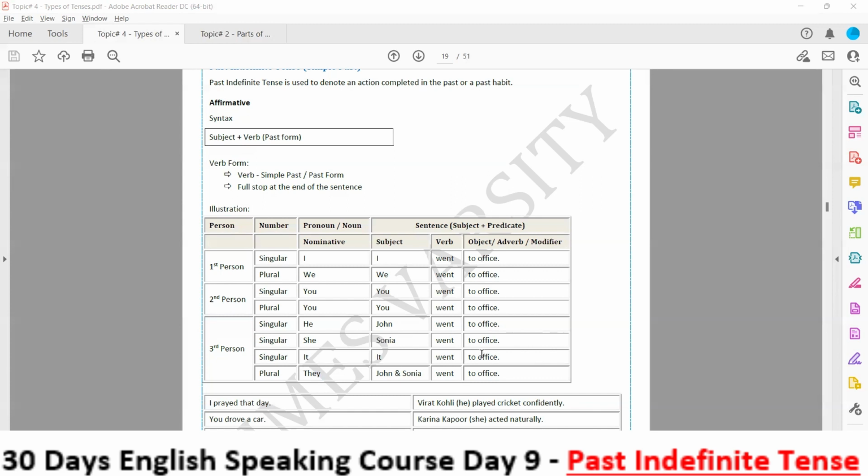It went to office. Or instead of office, here use the non forest. It went to forest. They went to office. ये नहीं, वो ऑफिस गए. So he means वो for male, she means वो for female, right? It means वो that is for non-living things, right? Or animals. They is a plural, right? So went to office.